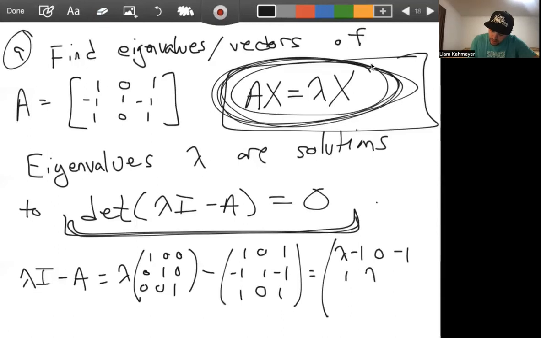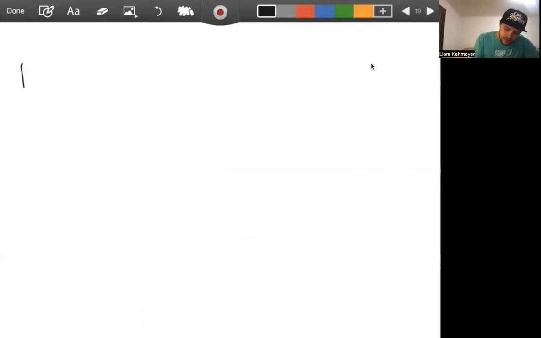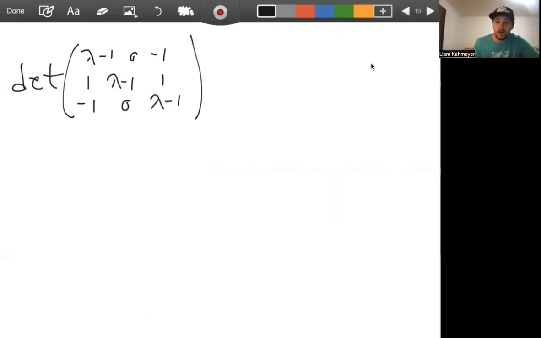Positive 1, lambda minus 1, positive 1, and then negative 1, 0, lambda minus 1. Let me double check with what I got to make sure I'm not crazy. All right, we're good. So what we're doing is we're finding the determinant of the matrix lambda minus 1, 0, negative 1, 1, lambda minus 1, 1, negative 1, 0, lambda minus 1, right? Now, what's the determinant of this matrix?